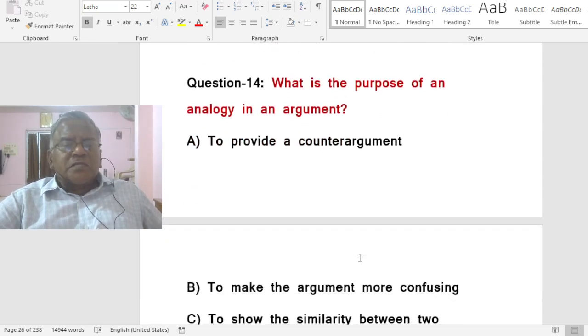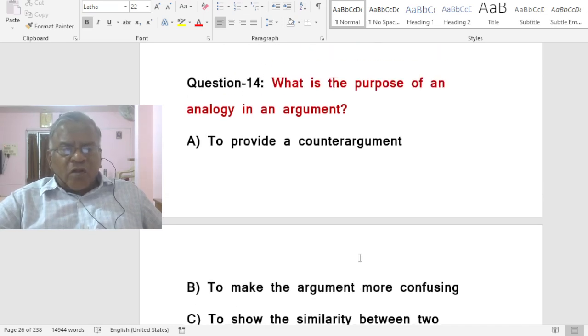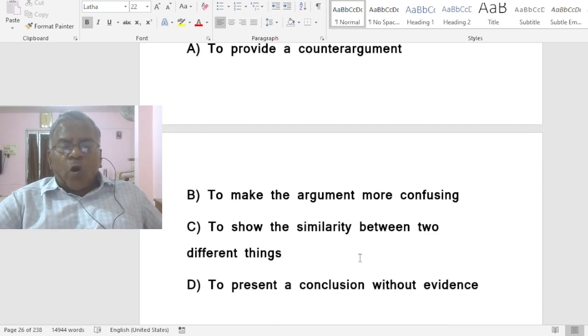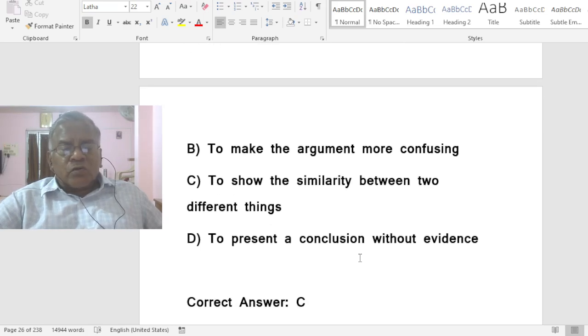What is the purpose of an analogy in an argument? That is, analogy means comparison. What is the purpose of an analogy in an argument? A. To provide a counter argument. B. To make the argument more confusing. C. To show the similarity between two different things. D. To present a conclusion without evidence.